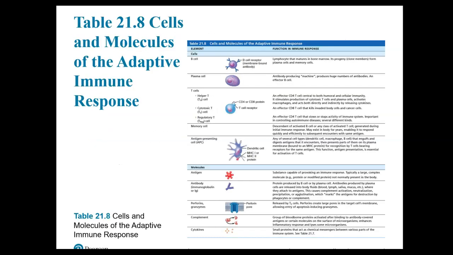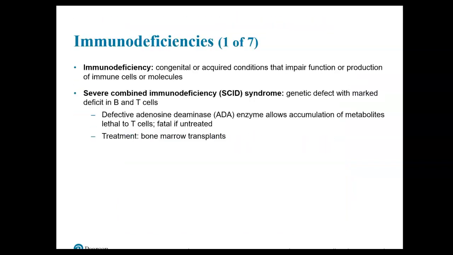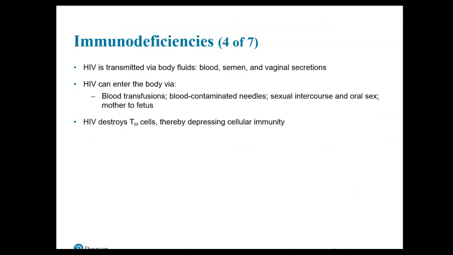This is a good table that shows cells and molecules of the adaptive immune response, a very good table, table 21.8. And HIV destroys helper T cells. So basically if you destroy helper T cells, then you shut down the immune system.